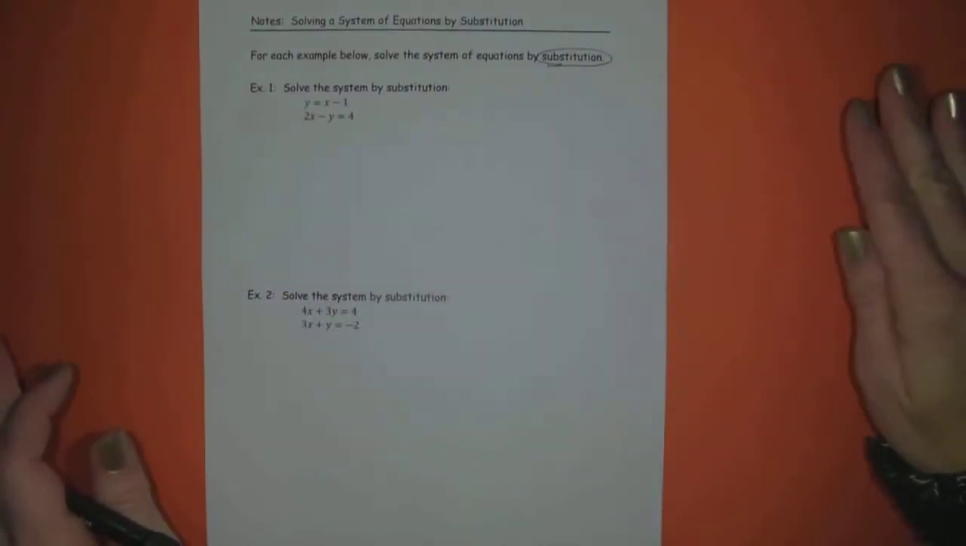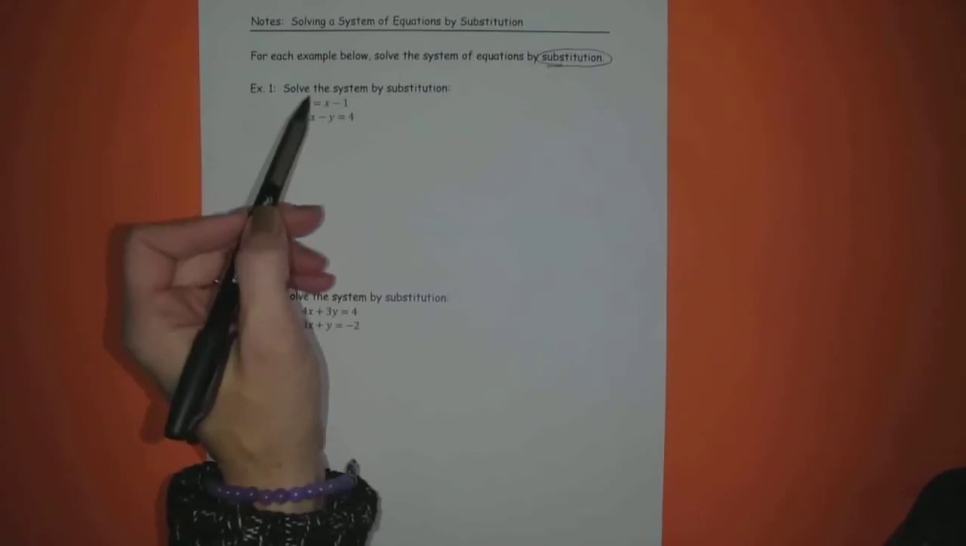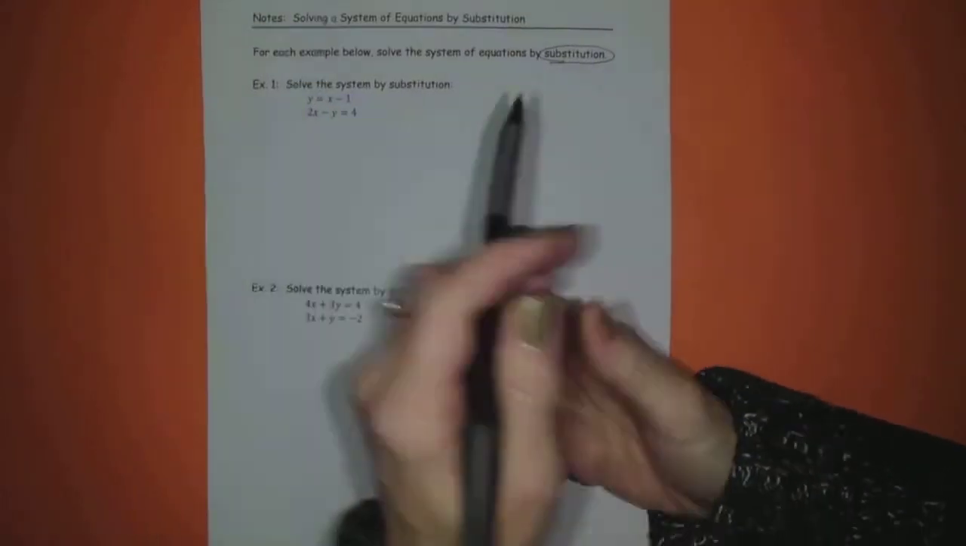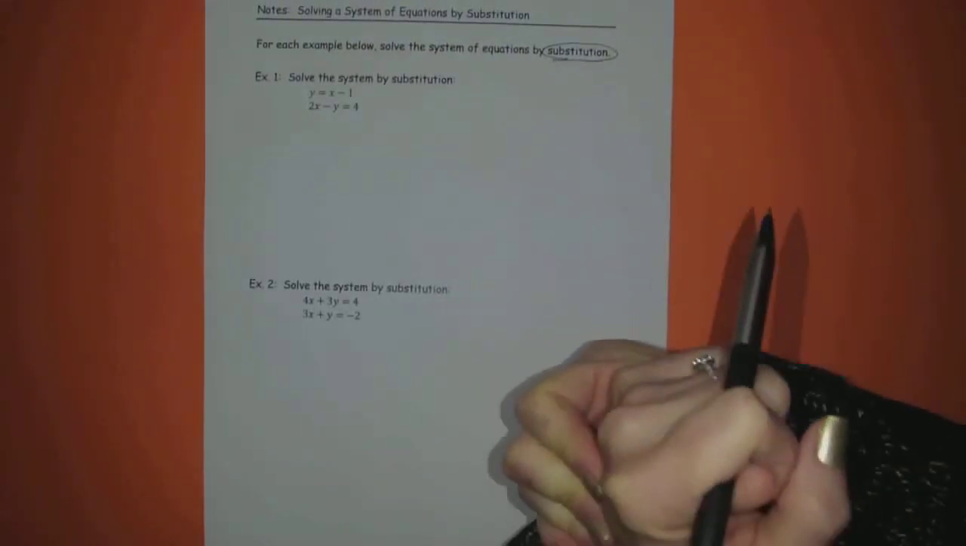It involves no graphing. Okay, the first thing you want to do is, if you can, you want to find the equation that is already solved for one variable.